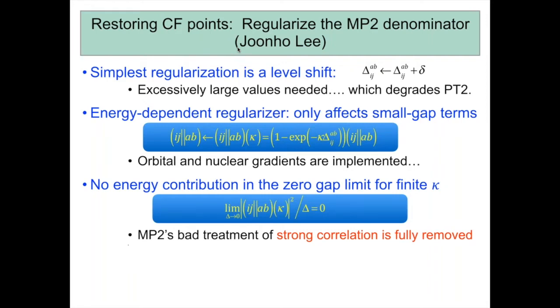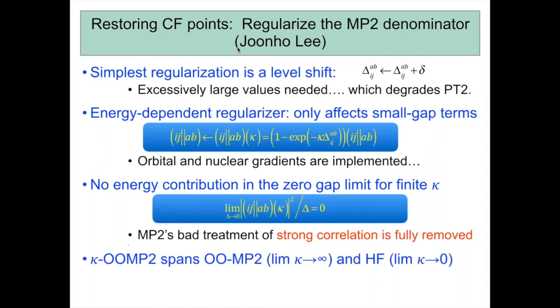By L'Hopital's rule of limits, the ratio of the integral squared divided by delta, both of them are tending to 0, but the ratio rigorously goes to 0. And so this is what I mean by saying that this is a method with no strong correlation. The bad treatment of strong correlation in normal MP2 is being removed in the vicinity of small gaps. And MP2 is being left untouched when the gap between occupied and empty orbitals becomes big, because that's where perturbation theory works well. And you'll notice that this is not an ab initio theory, strictly speaking.